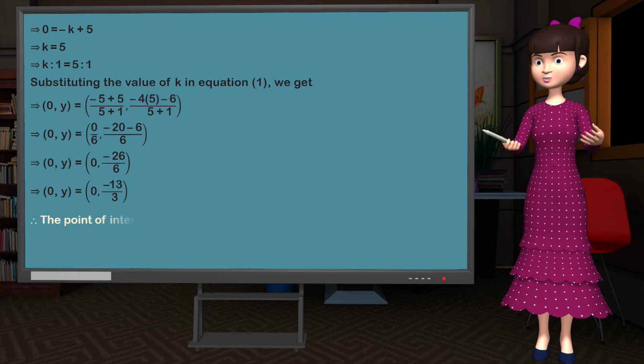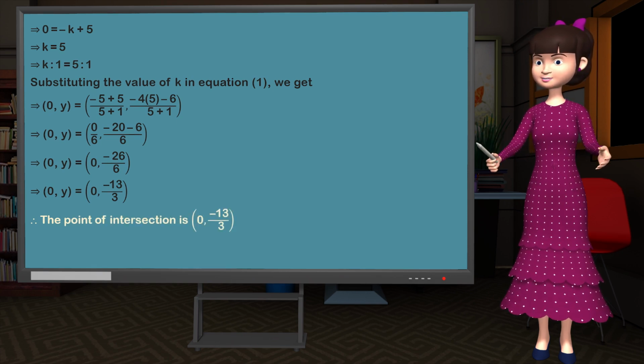Therefore, the point of intersection is (0, -13/3).